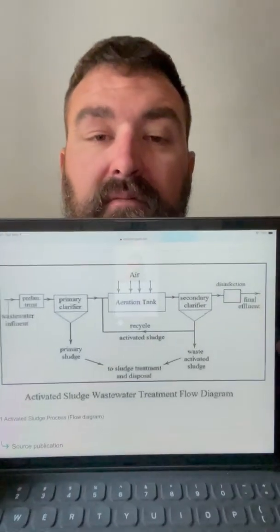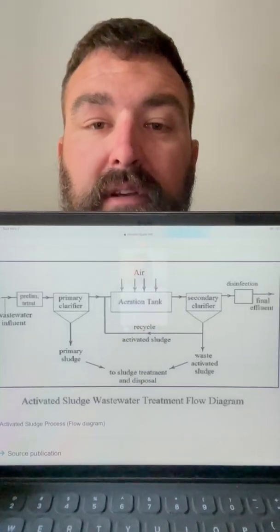This is a diagram of the process to treat wastewater. There are 3 steps of treatment that take place to turn wastewater back into clean water, and the steps are primary, secondary, and tertiary treatment. Today I'd like to explain to you these 3 steps. The first step is primary treatment.